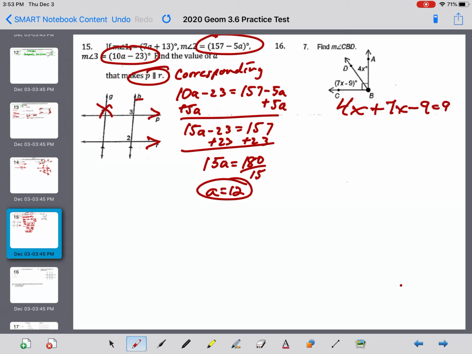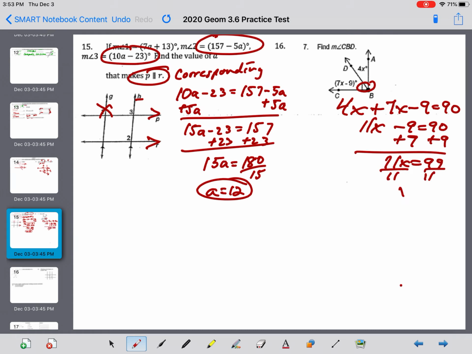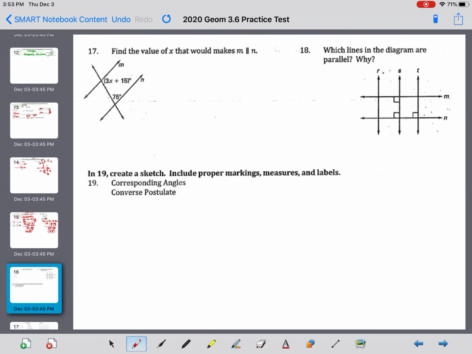This one, these are complementary, so do this. 4x plus 7x minus 9 equals 90, because we got that 90 box right there. Combine like terms. Add 9 to both sides, and divide by 11. X is equal to 9. So once you identify an angle pair, make sure you set it up with the right relationship.